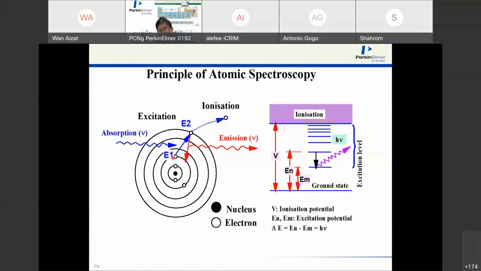Therefore, the sample passes through the flame, using a hollow cathode lamp, lead, passing through the flame. The amount of atoms present in the flame will absorb the light emitted. Let's say lead atoms in the sample will absorb the light from the hollow cathode lamp for lead. So the loss of the light from the hollow cathode lamp will be measured, and then it converts to the concentration. So you plot the absorption versus the concentration. That is AAS.